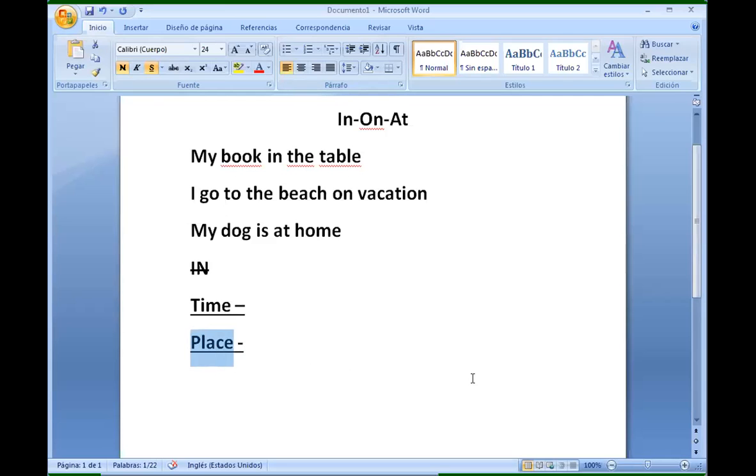Y si uso in con time, ¿qué me podría decir, Manuel? No es una fecha exacta, es una aproximación. Solo fecha. Un día exacto, mes. Entonces, aquí lo dice, es un tiempo aproximado, generalizado, pero no específico. Entiendan bien esto, no específico, porque después vamos a ver cuándo es específico.